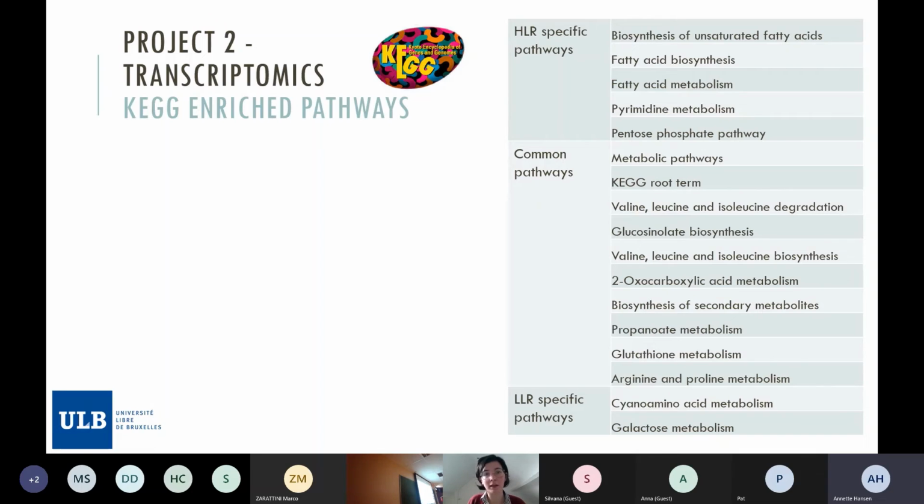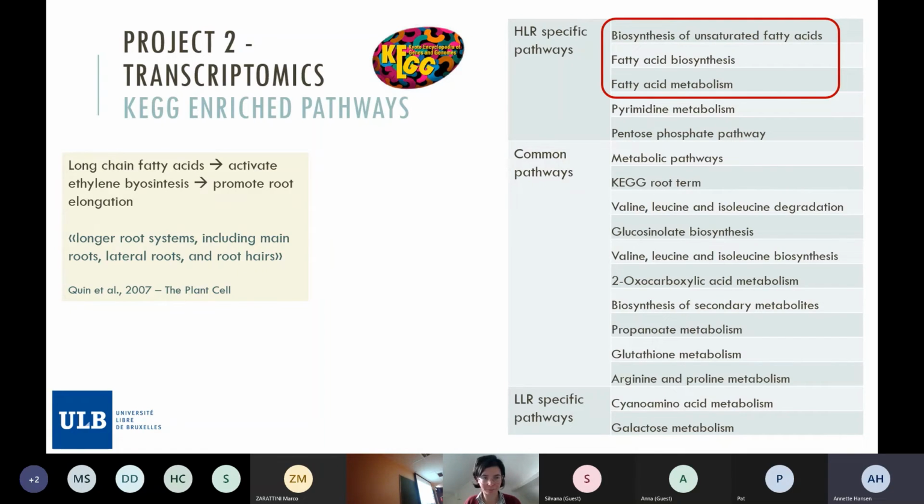I did a research in literature, so all these results that I'm showing since now are really new. So I didn't really have the time to go deep into their meaning. But still, I thought they were quite interesting. For example, here we have a lot of pathways related to the metabolism of fatty acids, and I did a research in literature, and I saw that actually long chain fatty acids are signal molecules activating the ethylene biosynthesis. Ethylene is a hormone known for promoting root elongation.